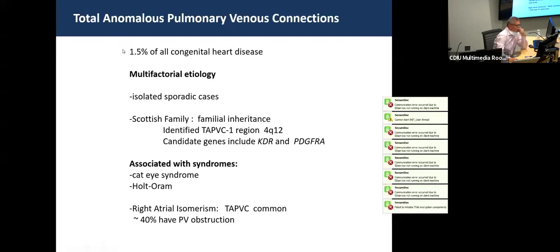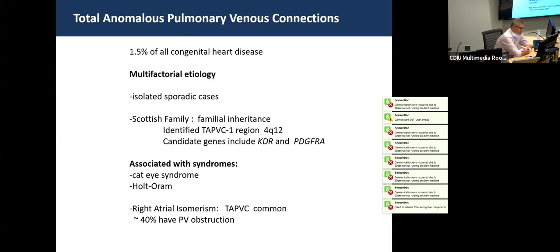So we'll now turn our attention to total anomalous pulmonary venous connection, which obviously is more serious, with multifactorial associations, as is the case with most forms of congenital heart disease. You do see it in association with syndromes. In this case, Holt-Oram syndrome is the most common. And total veins can cause pulmonary vein obstruction, which, as I mentioned at the outset, is the real issue that we're dealing with clinically, and is the topic of this presentation.